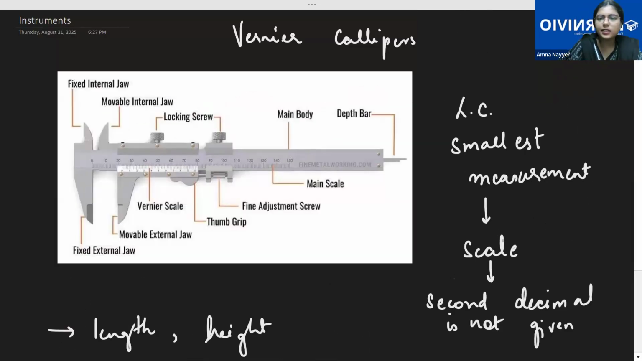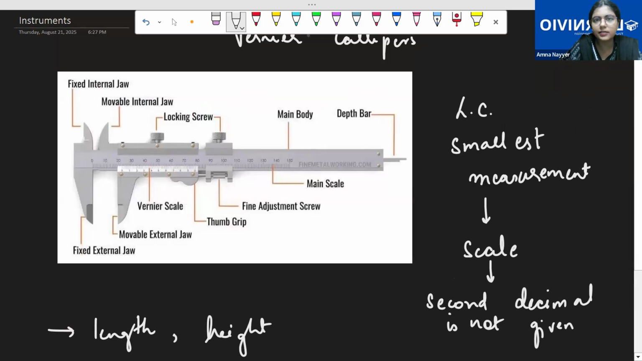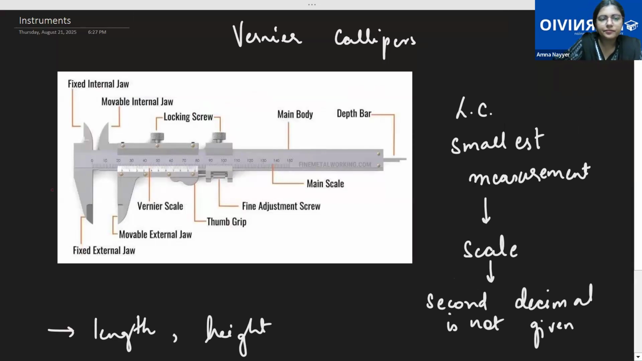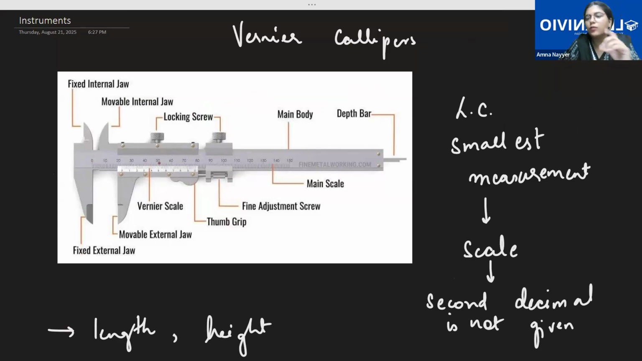Now just a quick description of how it is set up. Here you put the object, whatever you have, and whatever shift will be there on the scale will give you the reading. So this is the main scale. This term we'll use and write as main scale reading, MSR. Main scale division, MSD, we'll use for the division of the main scale.